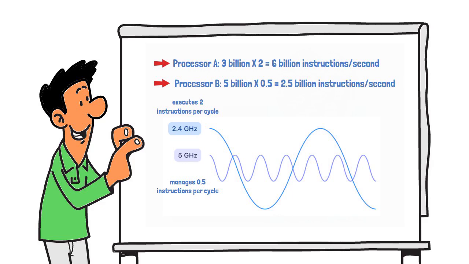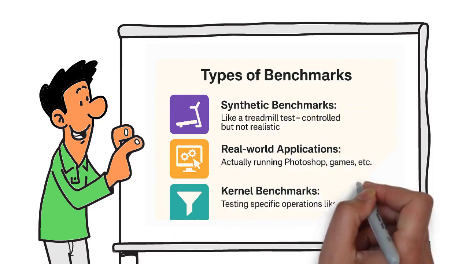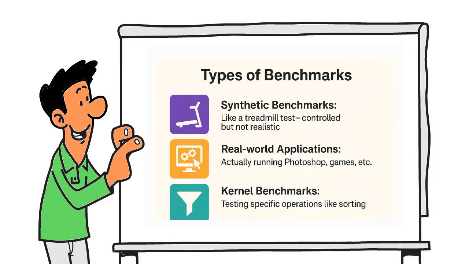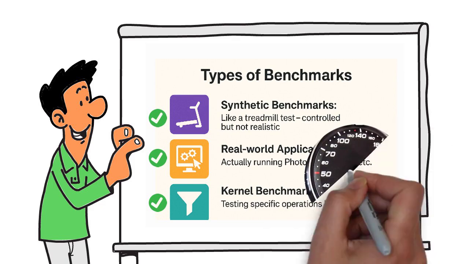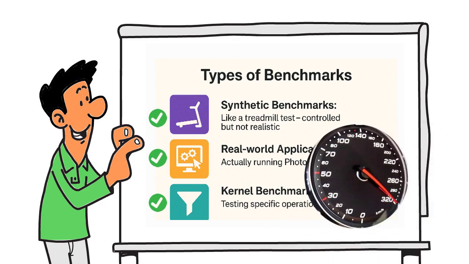So, with all that, how do we actually measure performance? This is where benchmarks come in. But beware, they're like Instagram filters for computers. There are 3 types of benchmarks. Your synthetic benchmarks, like a treadmill test, controlled but not realistic. Your real-world applications, actually running Photoshop, games, etc. And then your kernel benchmarks, testing specific operations like sorting. Here's a pro tip: never trust a single benchmark. It's like judging a car only by its top speed. Useless if you're buying it for city driving.